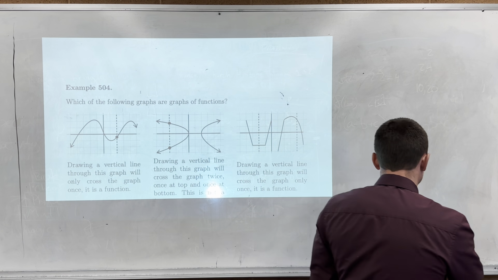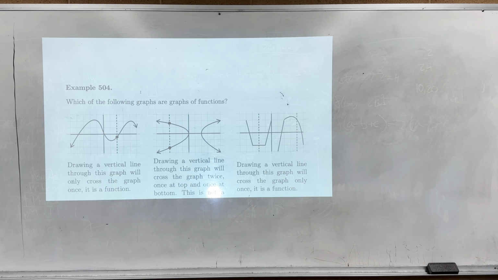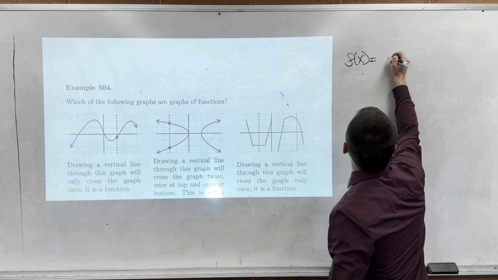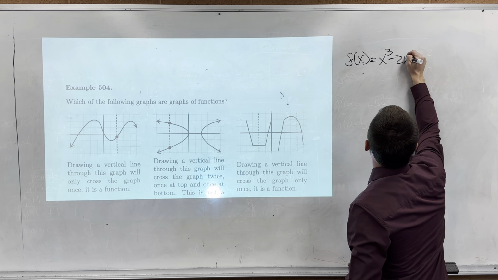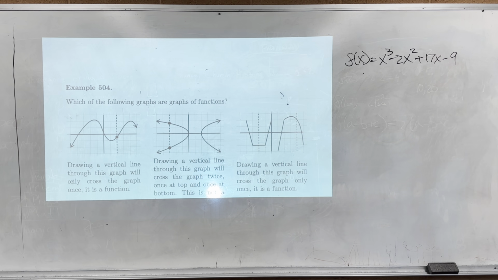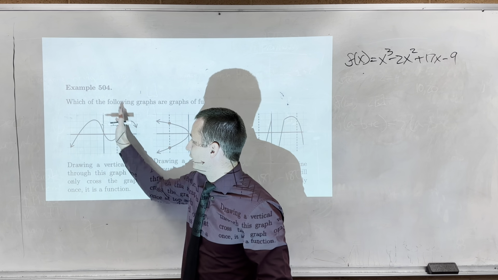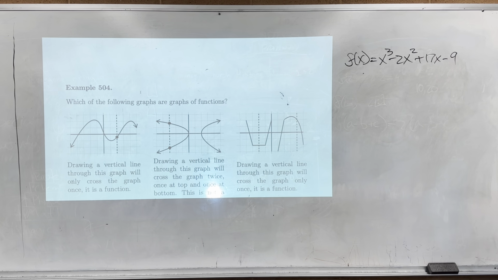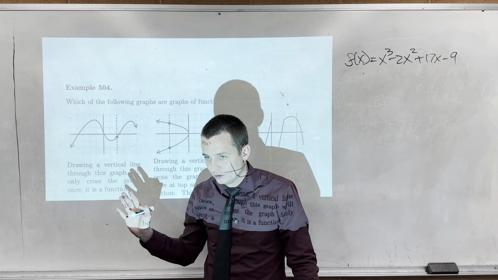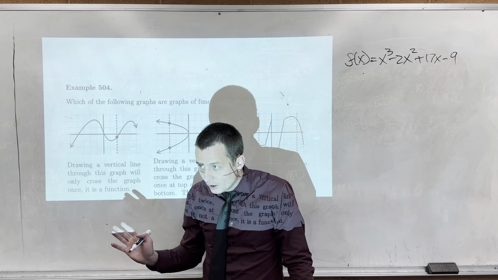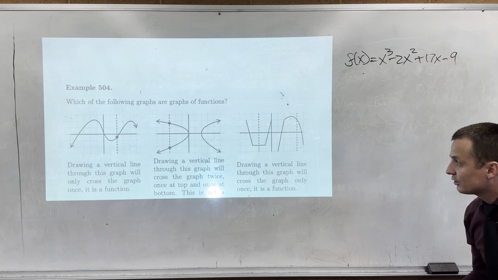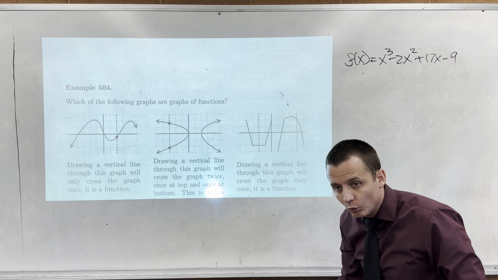Let's look at some graphs really quick and determine which of these would be functions. So imagine I had some equation, could have been something like f of x is equal to x cubed minus 2x squared plus 17x minus 9. Something like that. And when you graph it, maybe it looks something like this. Here's some graph for some equation. Our question is: is this going to be a function? How do we know? There's one rule. Every input has to have one output. Every x value has to be paired with only one y value.